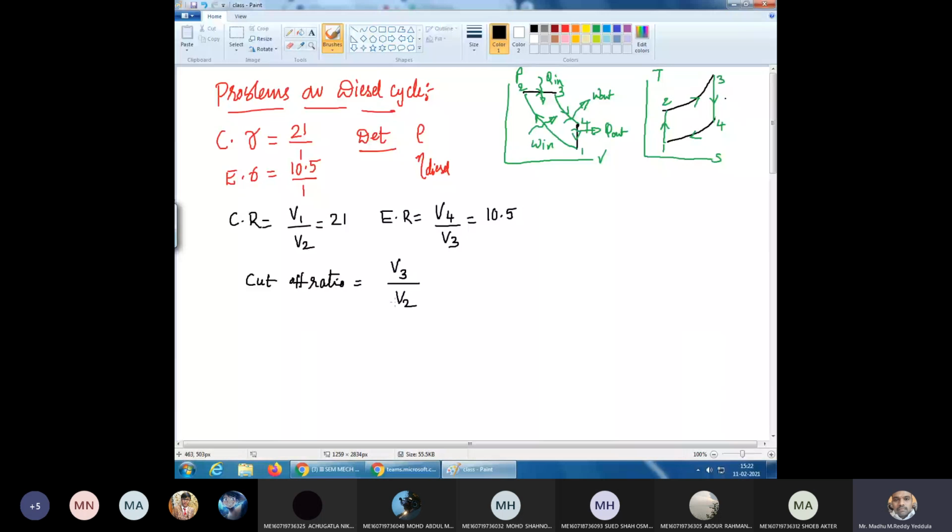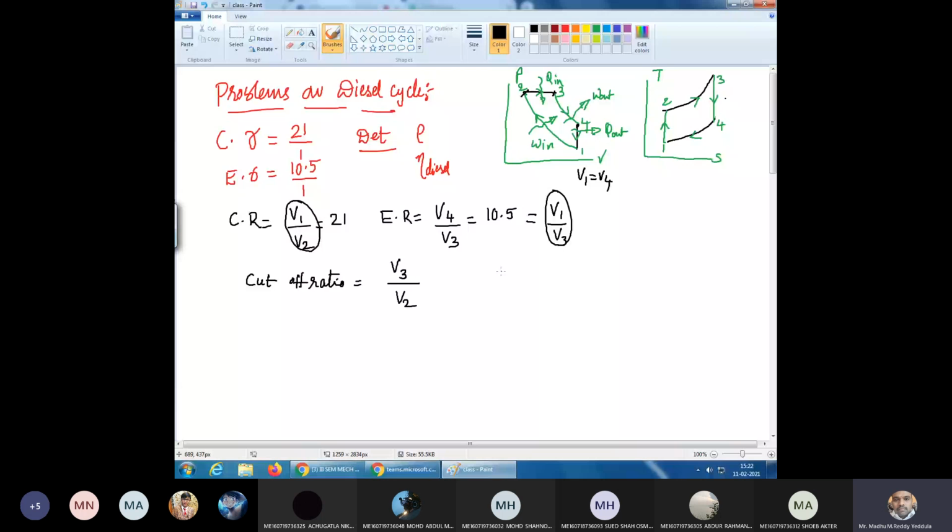If you recall the derivation of the diesel engine we discussed, the cutoff ratio is the volume at the end of the heat addition to the volume at the start of the heat addition. So here, how do we find this? If you see here, V1 is equal to V4 because the heat rejection is taking place at constant volume. Therefore this expansion ratio can also be written as V1 by V3, because V1 equals V4. Now use this equation and this equation. Is it possible to write in terms of V3 by V2?